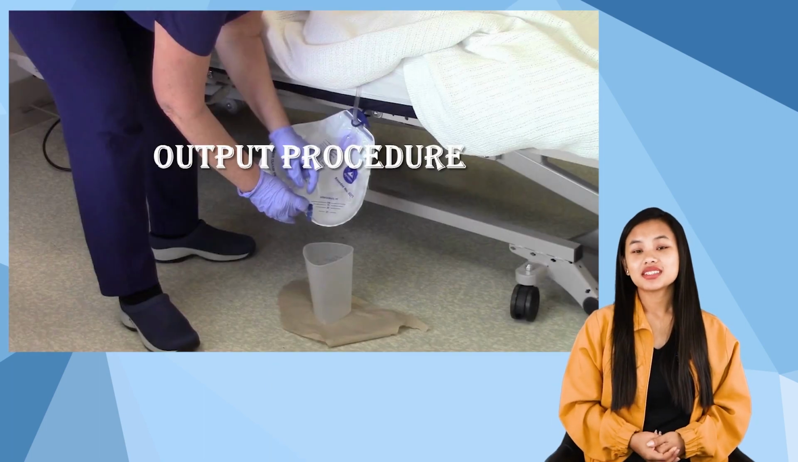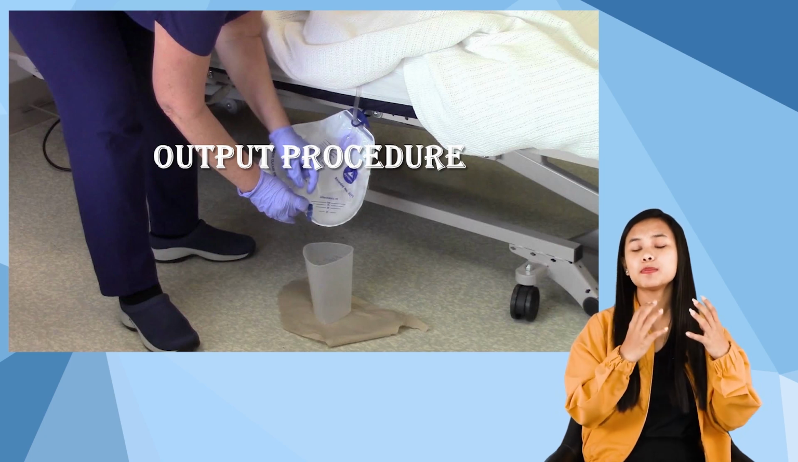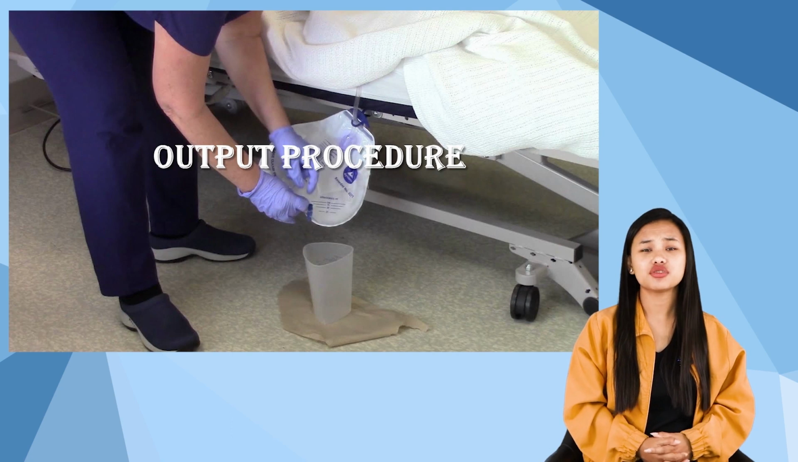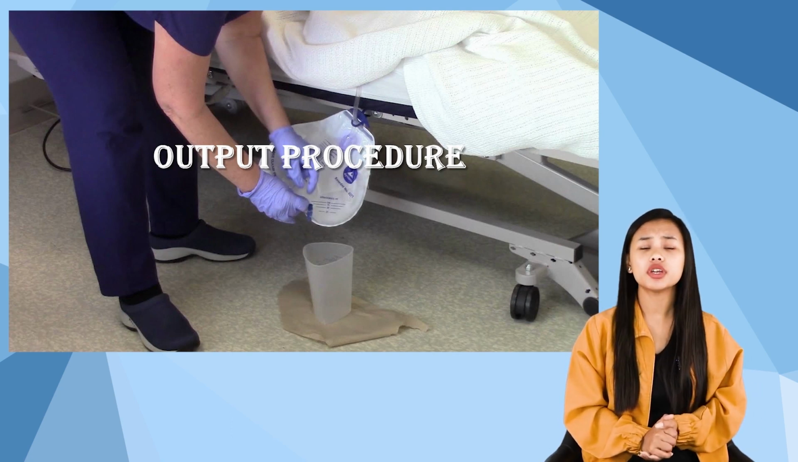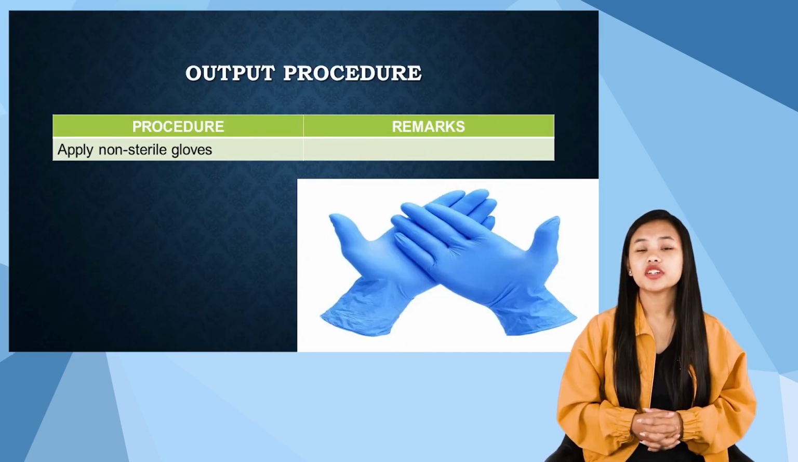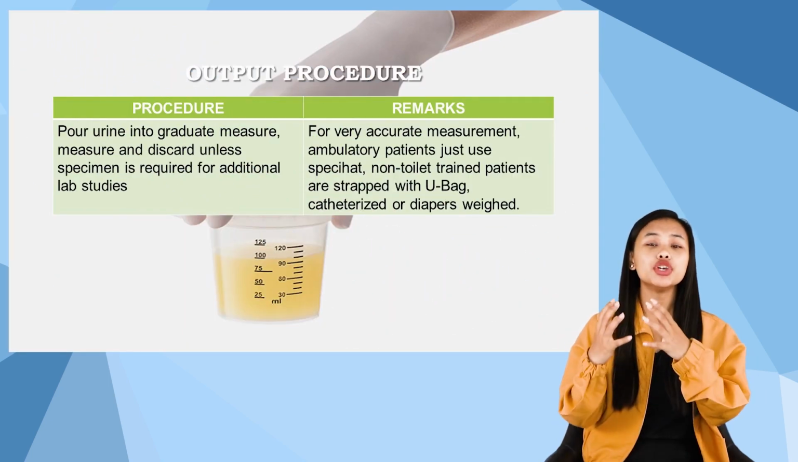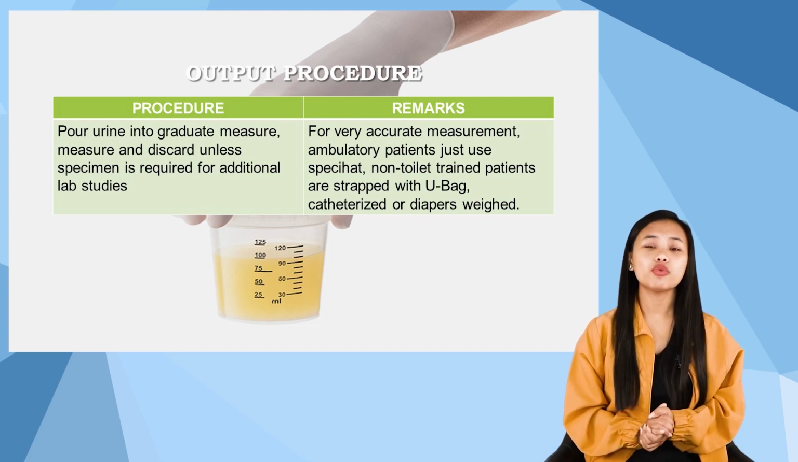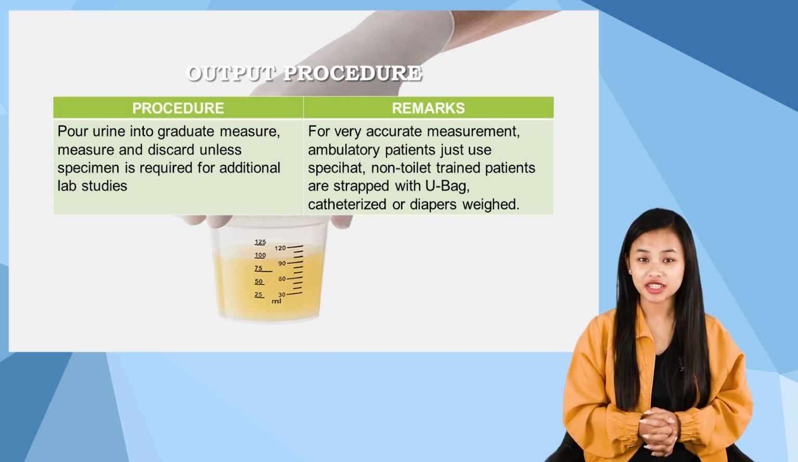Now let us discuss the output procedure. Since I've said that output is the measurement of the patient's output either from the kidney, from the gastrointestinal tract, from the drainage tube, or even from the wound, right? So before you measure the output of a person, you must first wear your non-sterile gloves, and then you can start pouring the urine into the graduated measuring cup so that you will be able to measure, and then you can discard the specimen.